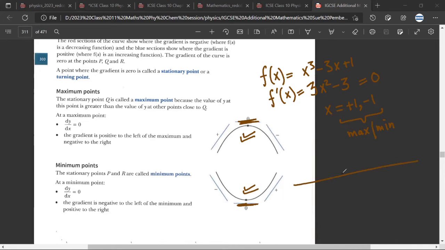Now these points where the gradient is 0 are called stationary points or turning points. So this is where the graph will turn, but whether it will be local maxima or local minima, that is what we need to understand. Are we clear till here?